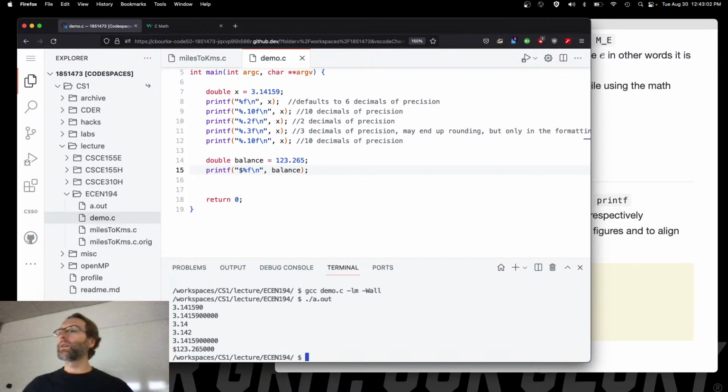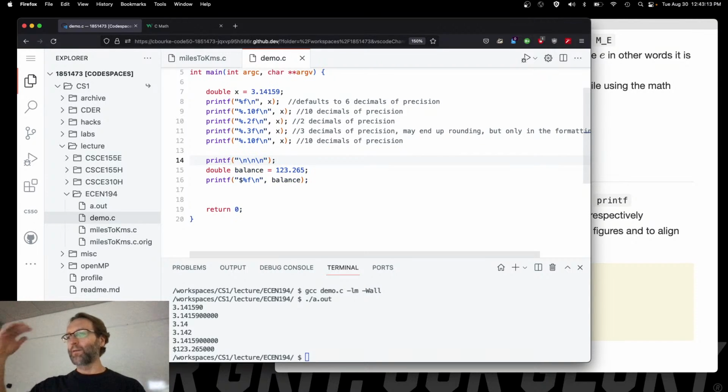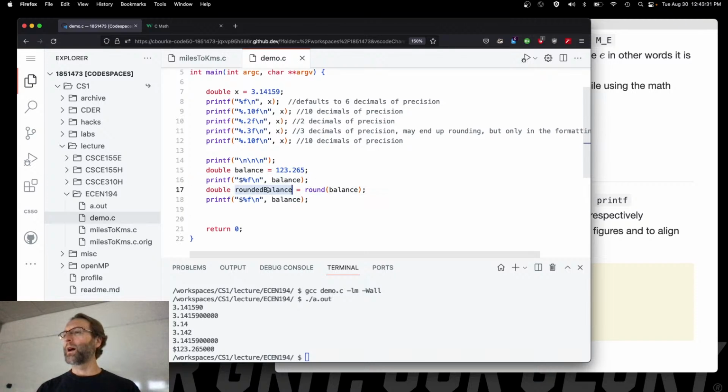6 digits of accuracy. Is that how we treat money? Nope. Let me go ahead and add some more end lines here, just so that we have some vertical white space from the old stuff to this stuff. Okay. All right. So I want to round to the nearest penny. Let me try something. Double rounded balance is equal to round balance, and then let's print out the rounded balance.